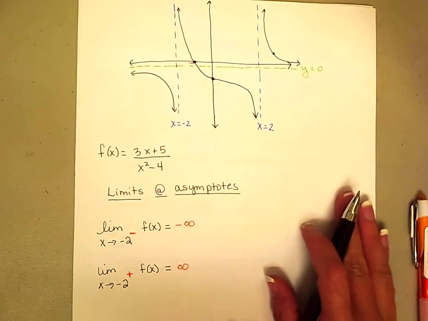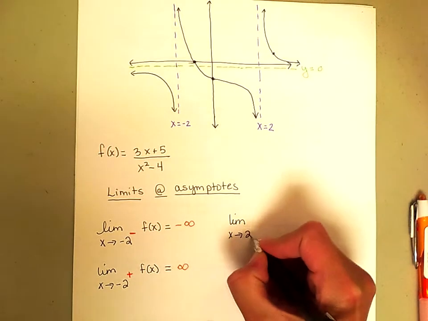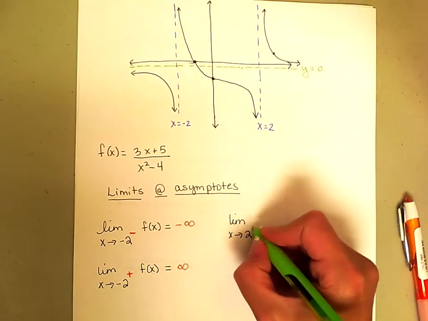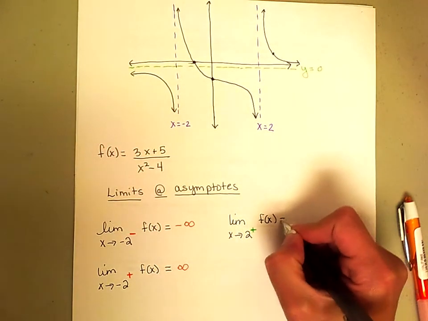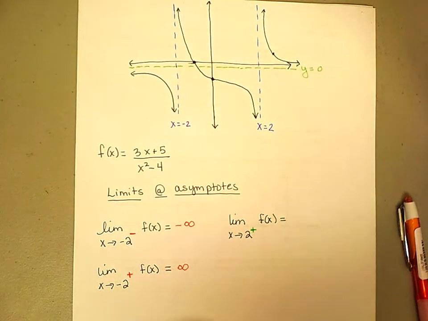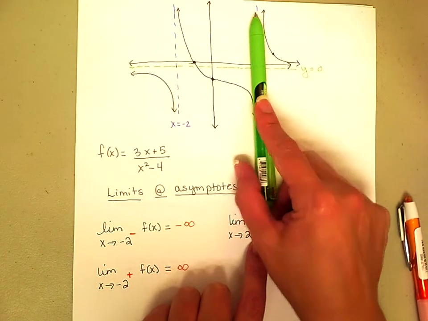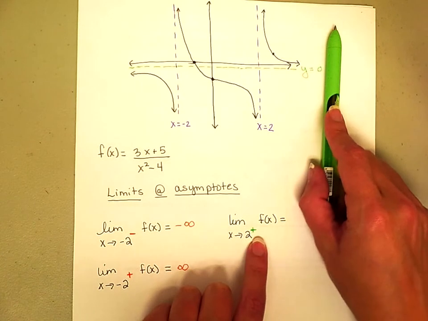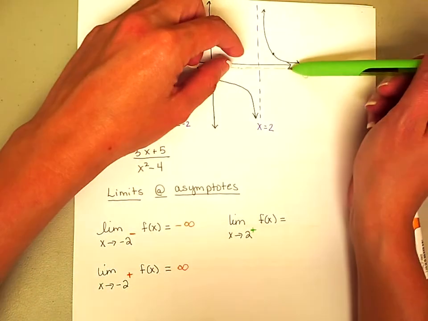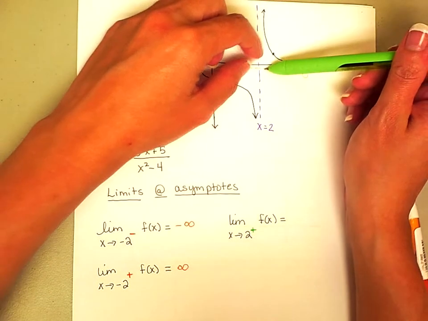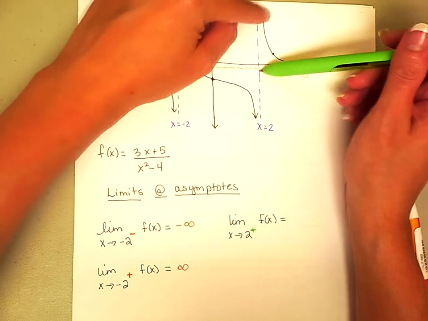Let's practice another. We could ask ourselves about the limit as x approaches positive 2 from the right of our function. And we'll put an equal sign so we can say what we're talking about. Now, here's the line x equals 2. I want to approach it from the right. So I need to move to the right of 2 and see what happens. I'm moving towards 2 from the right-hand side, but as I'm doing that, the function is taking off to positive infinity.